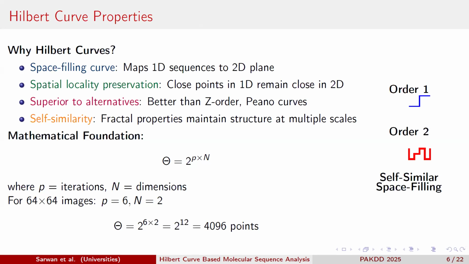They are superior to alternatives like Z-order or Peano curves because of their self-similarity and fractal properties, which maintain structure at multiple scales. For context, Z-order curves are created by interleaving the bits of the binary representation of coordinates of the multidimensional points. For example, in a 2D space with coordinates x, y, you convert x and y to binary and then interleave their bits to form a single Z-order value.